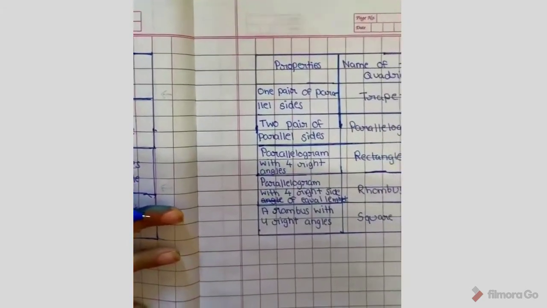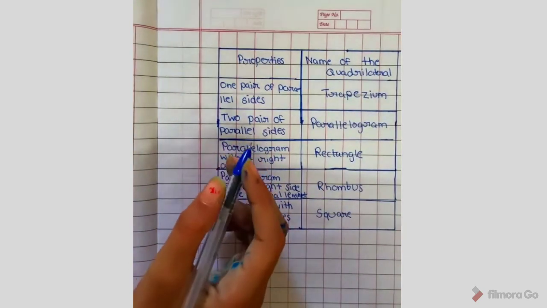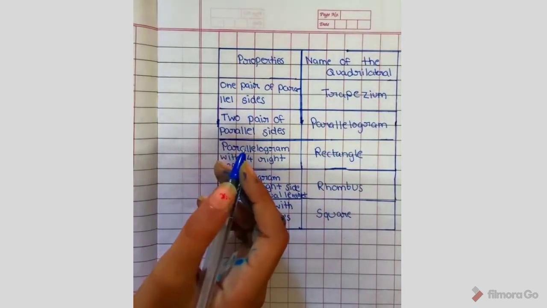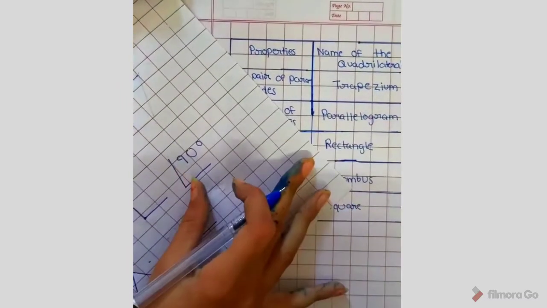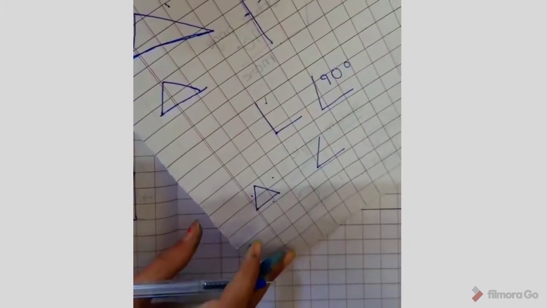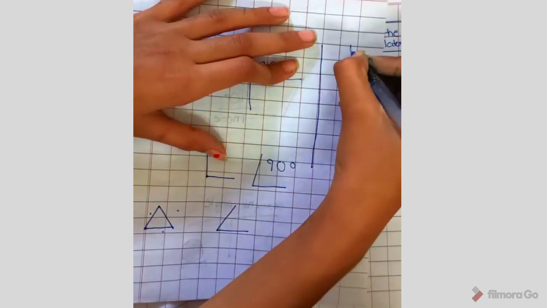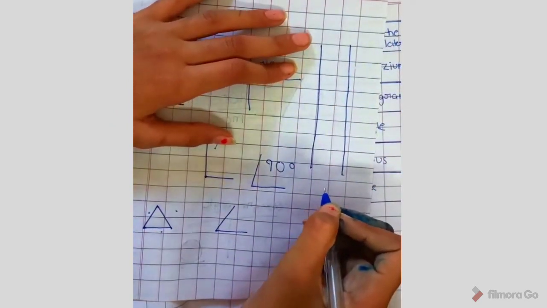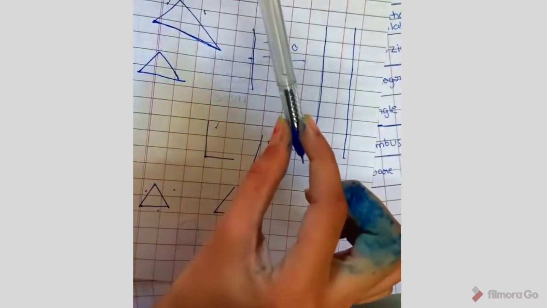Now let's move further. Here we have a table of the names and properties of quadrilaterals. First is one pair of parallel lines. Now first we talk about what parallel lines are. Parallel lines are lines that never meet. Suppose here I have taken a paper. Now this line and this line are parallel lines that do not meet. These lines are parallel lines that do not meet each other. Examples are railway tracks and the lines of a pen. They don't meet each other.